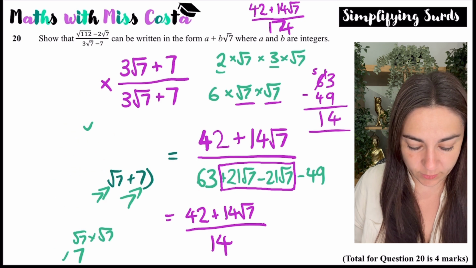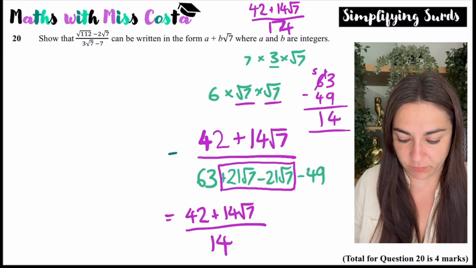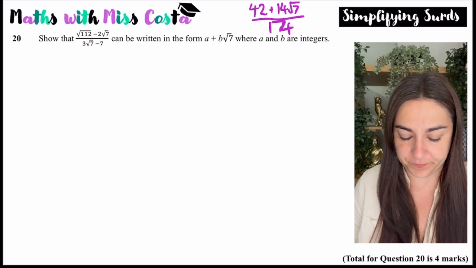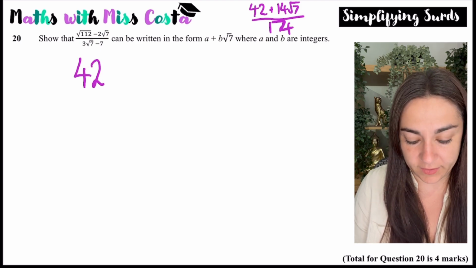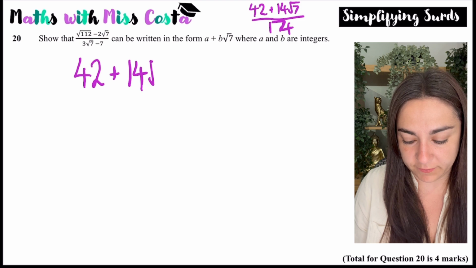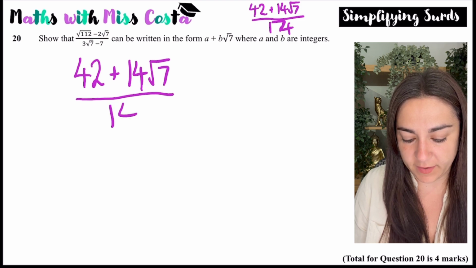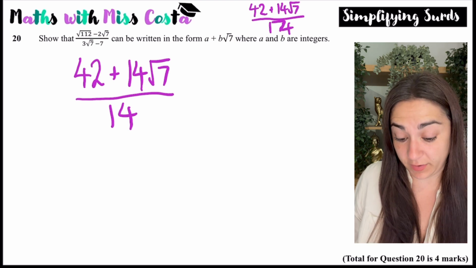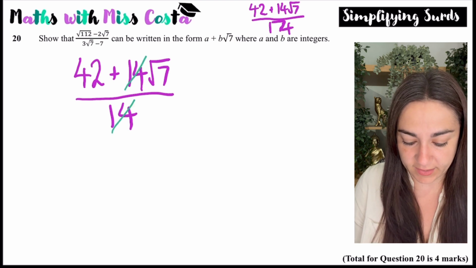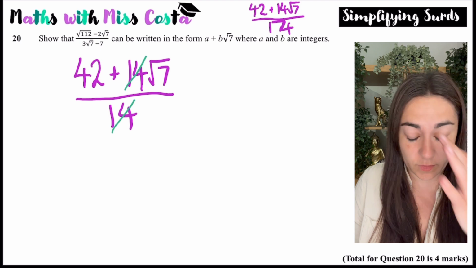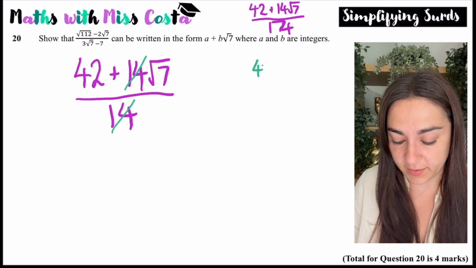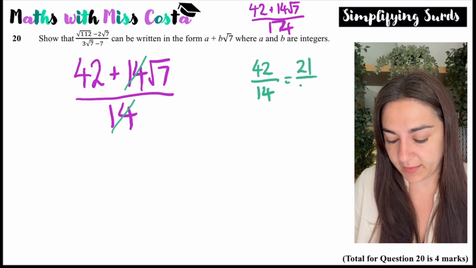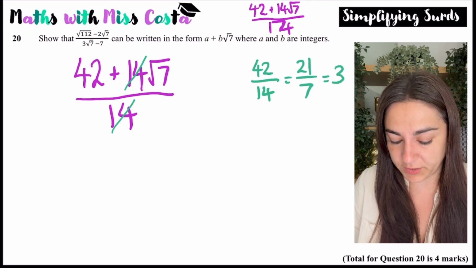And now let's see what I can do. I want to write it in the form a plus b root 7, where a and b are integers. So let's see what we can do. We've got 42 plus 14 root 7 divided by 14. So I can see if I can divide everything by 14, because I can see that 14 divided by 14 cancels out here. That would give me 1. So 42 divided by 14, does that work? Let's try simplifying it. That becomes 21 divided by 7, which is 3.